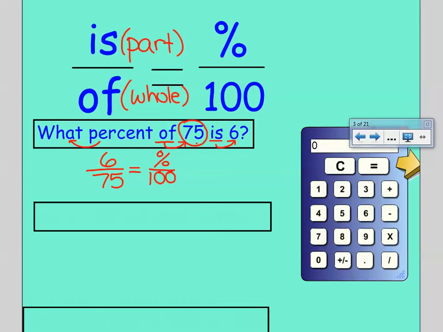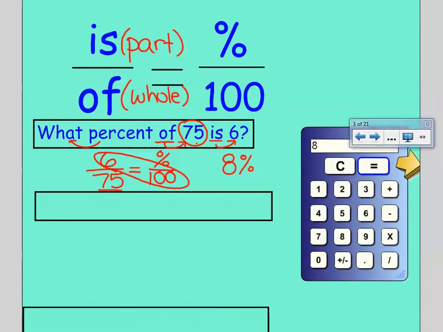From there, we're going to do what we always did: multiply our diagonal across and divide by that last number. So on your calculator, you would type 6 times 100, and then divide that by our last number of 75. Hit equals to get our answer of 8, and since I was solving for the percent, I would put a percent sign behind it. Let's try another one to see if you guys are seeing what's happening here.